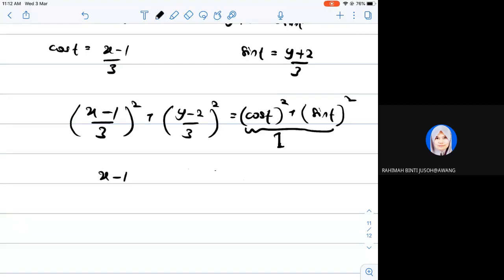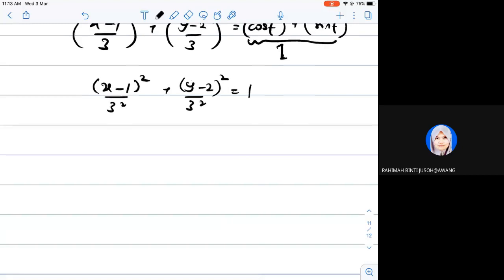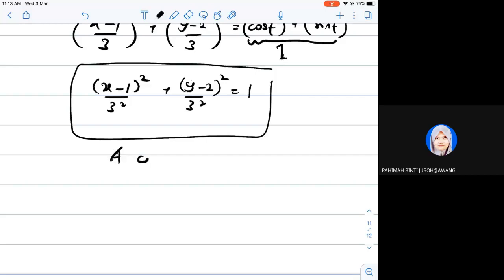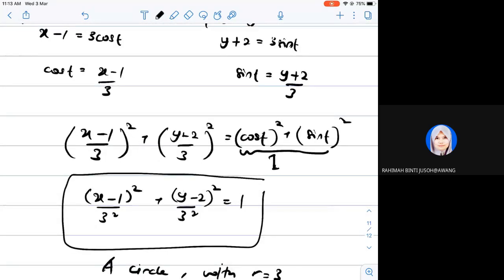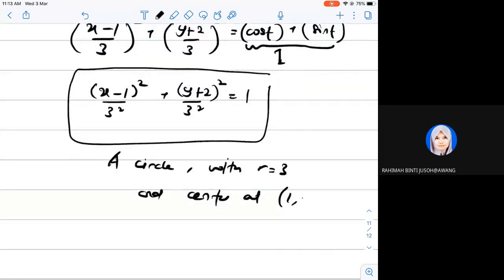So equation kita akan jadi x minus 1 squared over 3 squared plus y minus 2 squared over 3 squared equals to 1. Ni. So equation ni, this is a circle with r equals to 3 and center at 1. Tengok tu saya tulis. Ni tambah, sorry. 1 and negative 2. Like that.